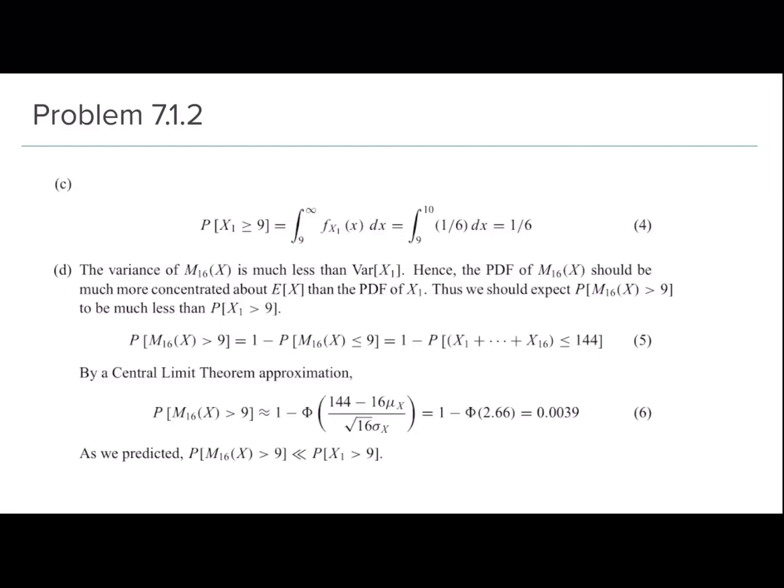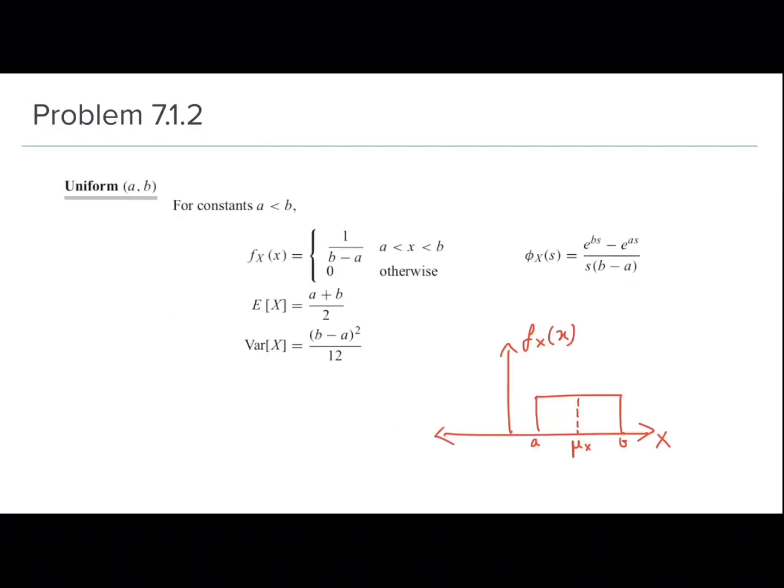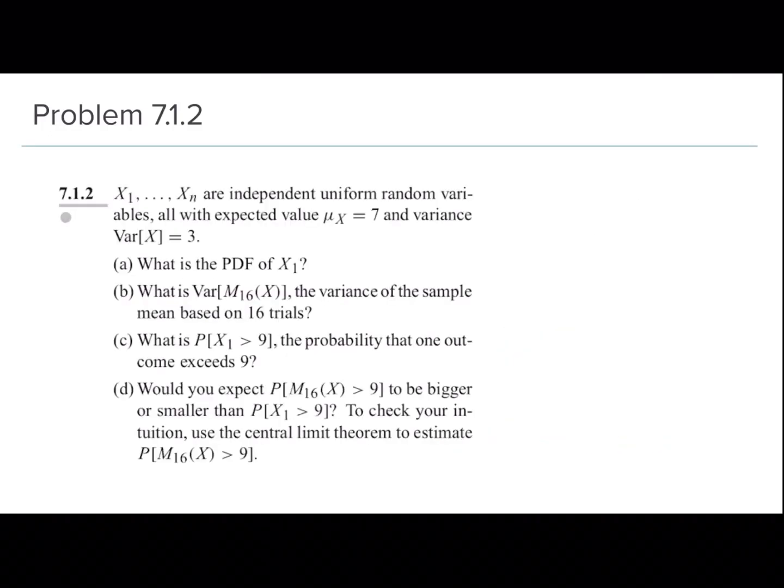Right, so let's move forward with the last part of this question. The D part says, would you expect P of M16 of X greater than 9 to be bigger than P of X1 greater than 9? To check your intuition, use the central limit theorem to estimate P of M16 of X greater than 9.